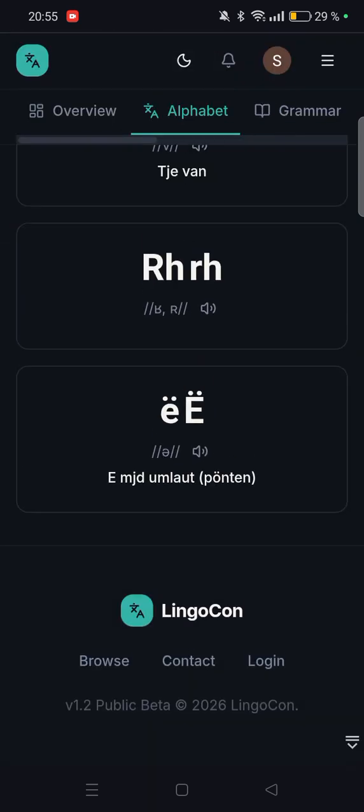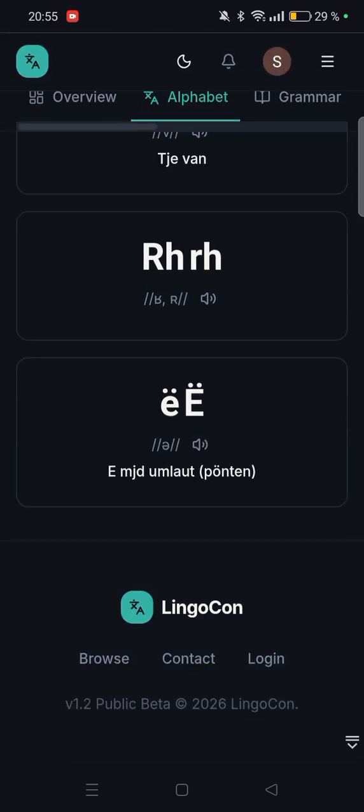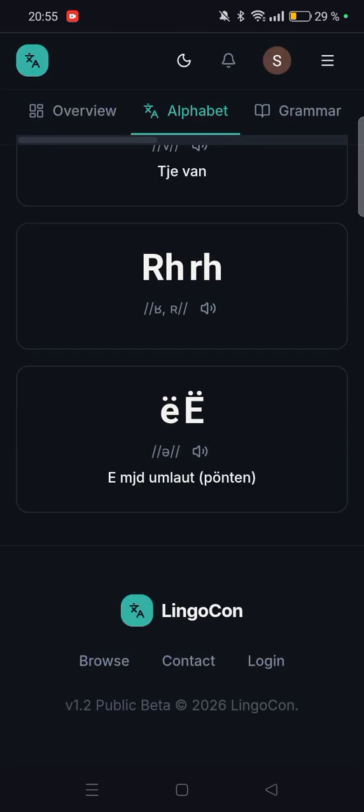I forgot to add one letter, which is the e with an umlaut, with the two dots. It's called e mit umlaut or e mit ponten, so either e with umlaut or e with dots. And this is the schwa sound. This letter and sound can only occur at the end of a word.